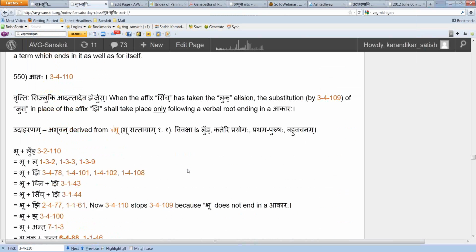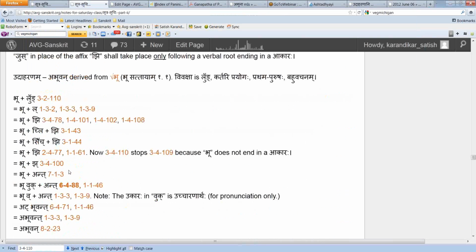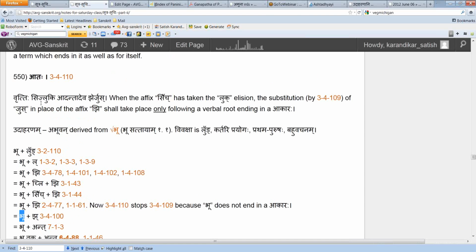So anyway, when we looked at Abhu 1, right? When we come over here, see this Bhu is not ending in a Akara. That's the reason. So the Niyama Sutram says that after Sich Luk is done, for G to become Jus, we have to have the Dhatu in Akara. So Sijluki, Adanta Deva Jejus. So that limits the application of 34109 in the case of Sich Luk. So when Sich takes Luk, then we have to have Adanta Dhatu to apply 34109.